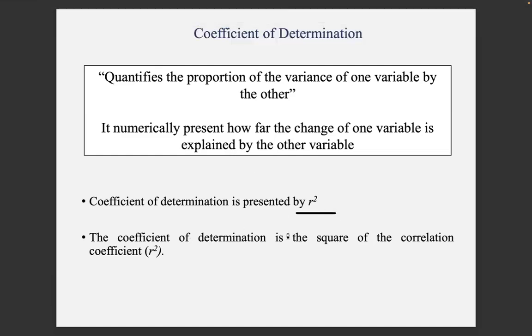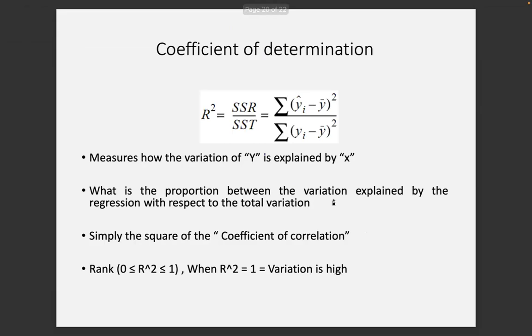Okay? The coefficient of determination comes as r squared. So the coefficient of determination is the square of the correlation coefficient. r squared is the square of r, where r means the coefficient of correlation. So the squared value of the coefficient of correlation is what we call the coefficient of determination. Is it clear? Yeah.